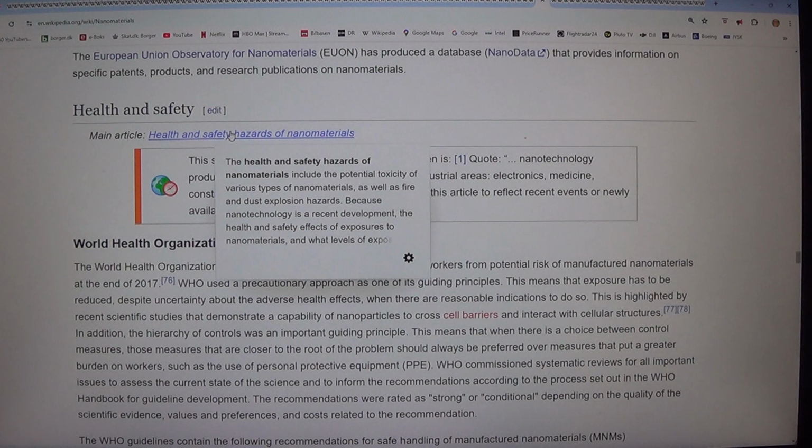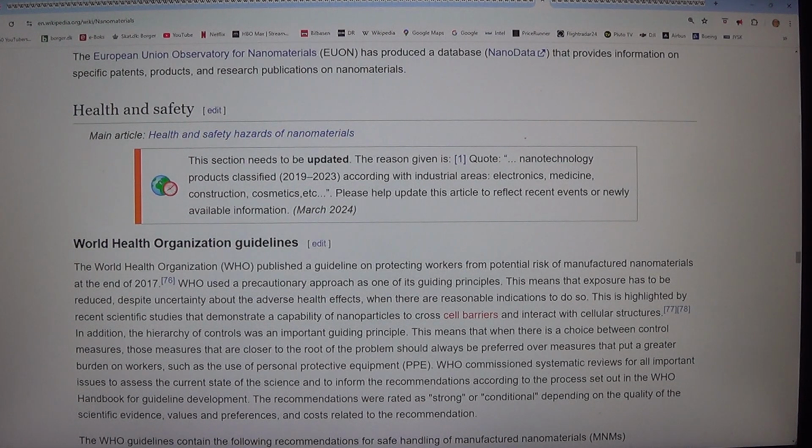Health and Safety. Main article: Health and Safety Hazards of Nanomaterials. This section needs to be updated. The reason given is: nanotechnology products classified 2019-2023, according to industrial areas, electronics, medicine, construction, cosmetics etc. Please help update this article to reflect recent events or newly available information.